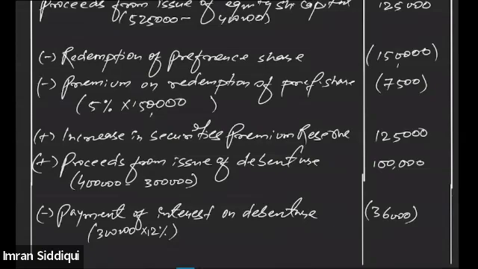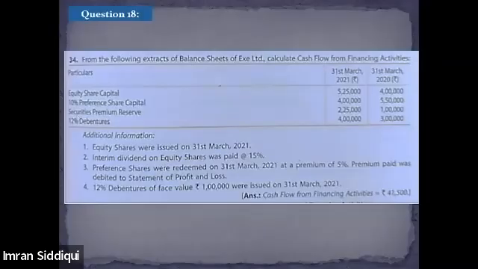Okay. Then the question also, yeah, okay. We skipped the second item. Interim dividend on equity share was paid at 15%. So the interim dividend that we are paying for the equity share, we'll have to calculate that as well.